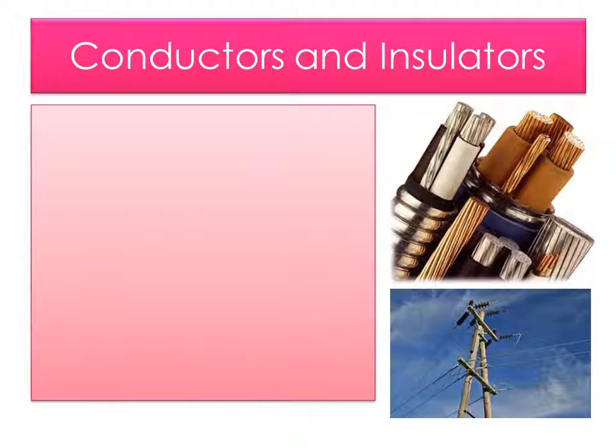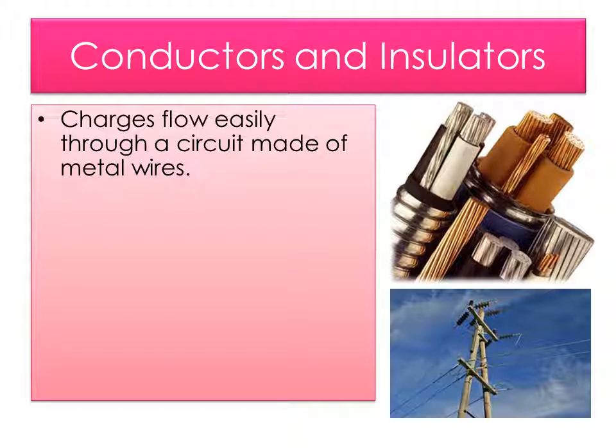Now, we're going to talk about conductors and insulators, because different types of materials can allow charges to flow more easily than others. Charges can flow easily through a circuit made of metal wires. So as you're probably most familiar with, charges do flow through metal. And that's why a lot of our power lines, as you can see, we want charges to be able to flow to give us a current. So we usually use metal wires.